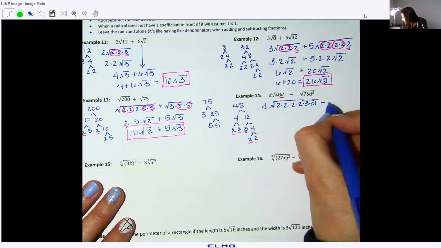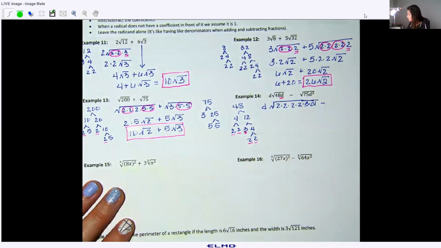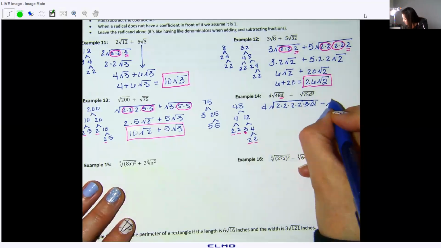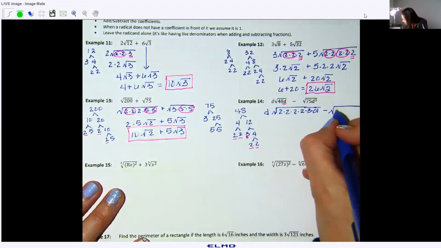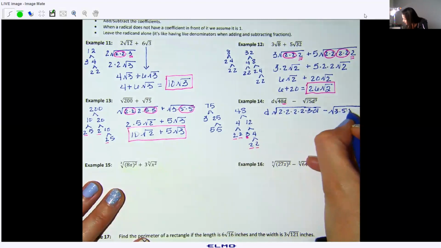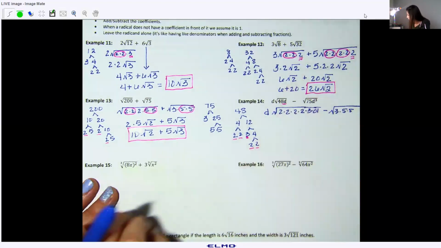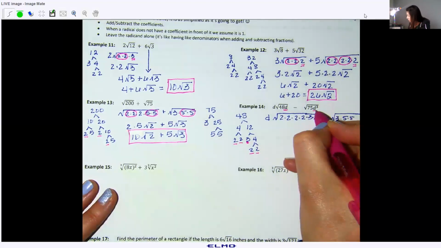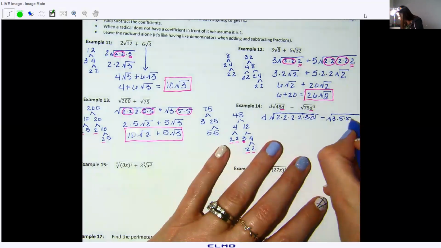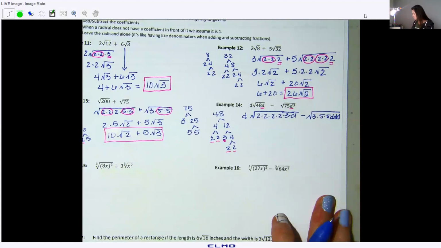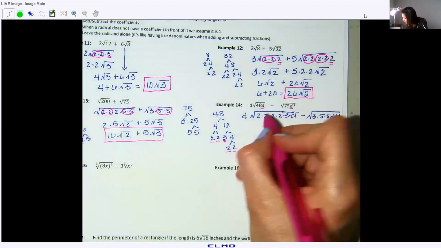And then minus. And the 75 has already been factored out over here. So I'm just going to write that here. 3 times 5 times 5. And we can't forget the 3 D's right here. Okay. And I'm running a little bit short on space. So I'm just going to write those really close together. All right, now I'm going to pair those up.